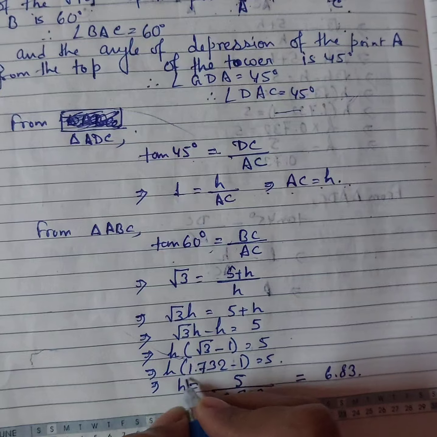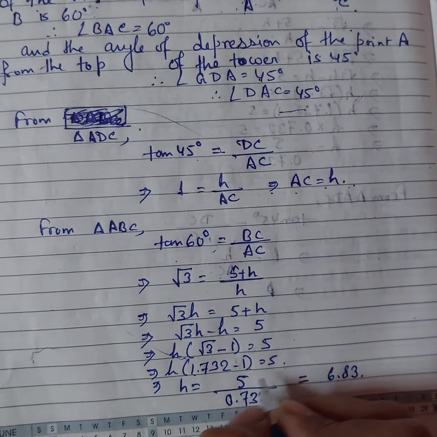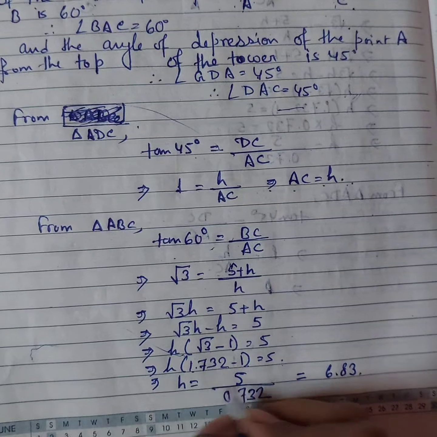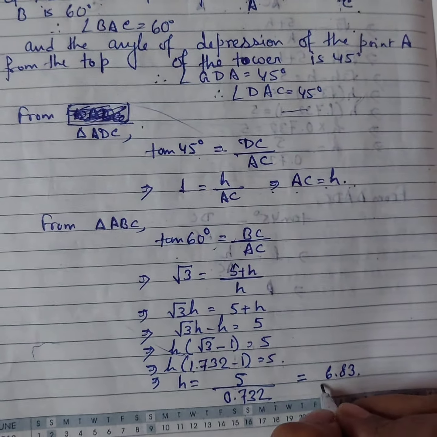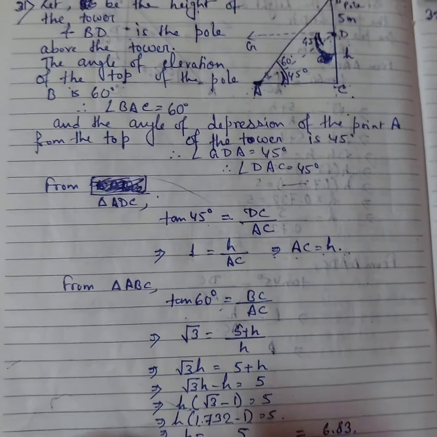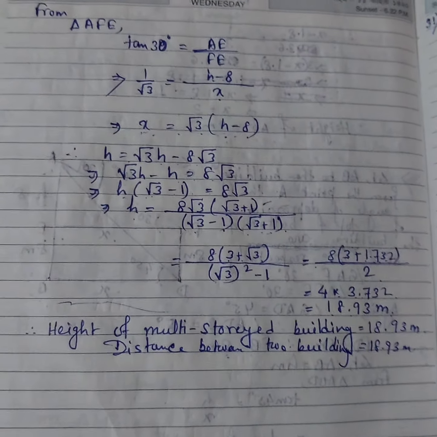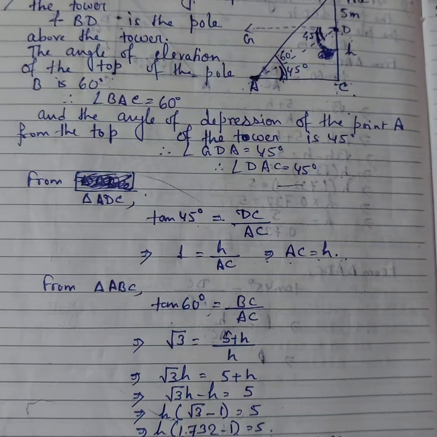that implies H in bracket 1.732 minus 1 is equal to 5, that implies H is equal to 5 by 0.732. So answer will be 6.83. This is your answer. If there is any doubt, comment in the comment box, I will explain it again.